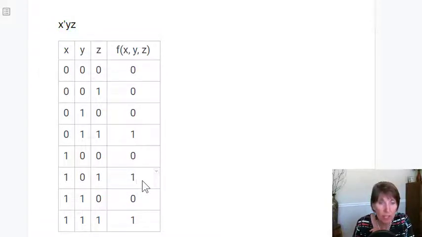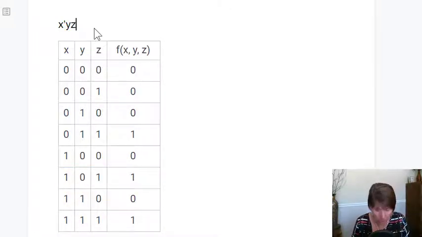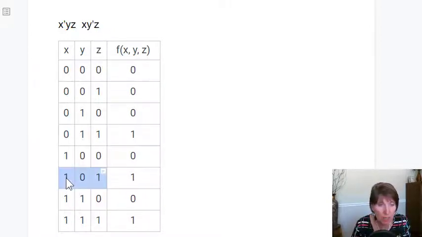And then I go to the next one. And here's the next one, and I look at what these values are. The x and the z have a 1, and the y has a 0. So that's the one I'll use a complement with. So up here, the next minterm is x and the complement of y and z. So that's this minterm right here.